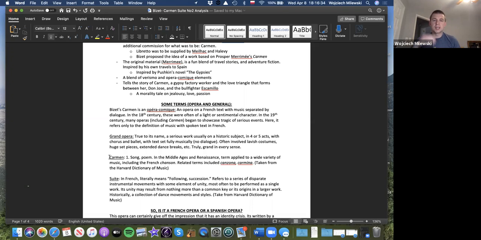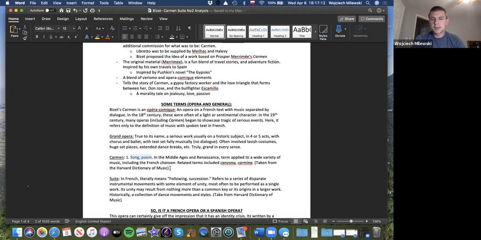Well, I started doing some digging, and there is a literal definition in the Harvard Dictionary of Music. The definition of Carmen is very simple: song, poem. That's a very literal definition. In the Middle Ages and the Renaissance, it was a term applied to a wide variety of music, including the French chanson. Pretty important because French composers would know that. This is a Renaissance Baroque invention that was a testament to composers who could write successful chansons. There are hundreds and thousands of these in existence.